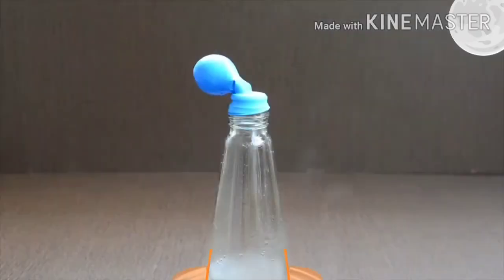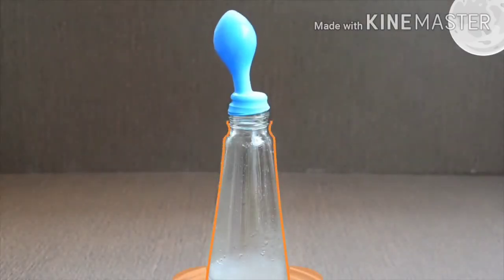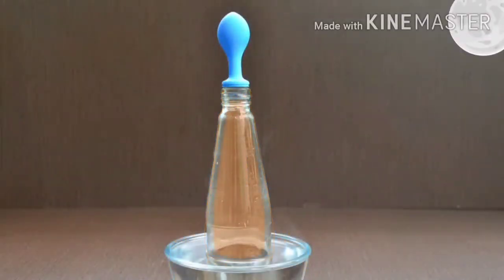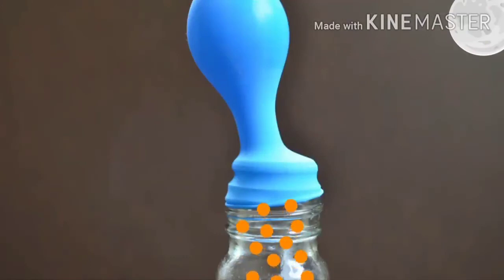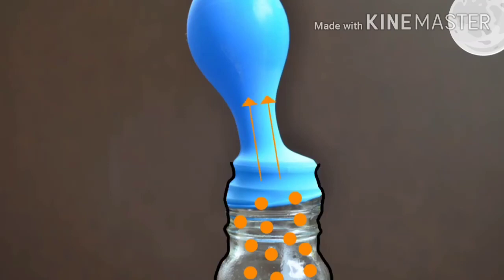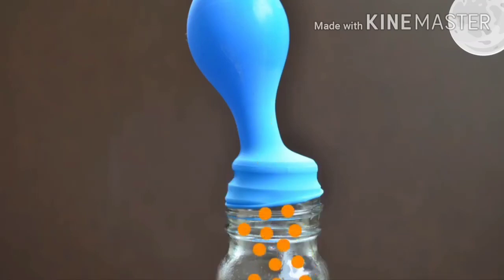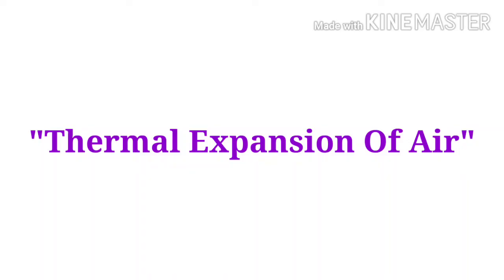So who blew the air inside the balloon? No one. This is due to the expansion of air inside the bottle, and it has no other way to come out, so it goes inside the balloon and blows the balloon. This happened due to the thermal expansion of air. So air expands on heating.